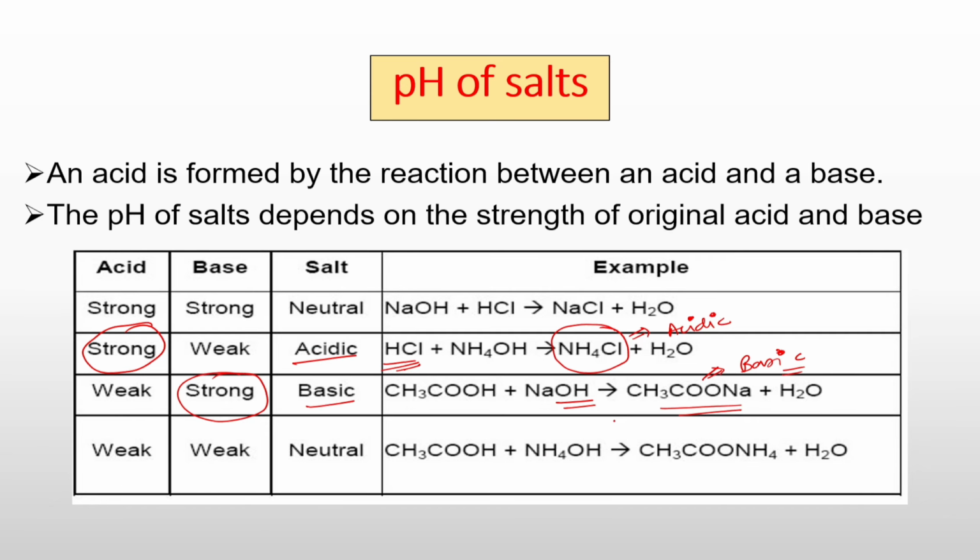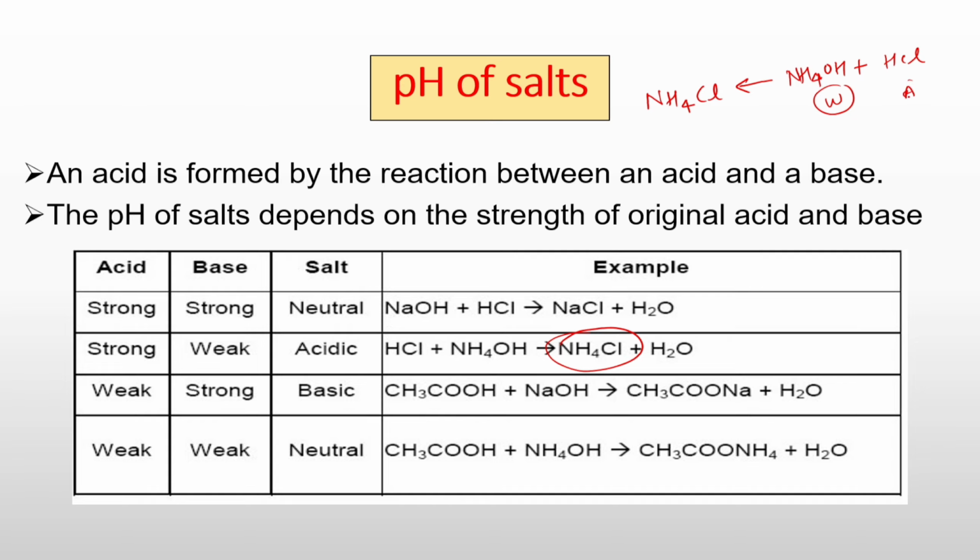So in this way, you have to predict. That means more than the forward process, what you need to remember is the backward. So if this is the salt, or if this is the salt, you should know how to do retro. Retro means opposite. So NH4Cl is made up of two parts, one acid, one base. NH4 comes from NH4OH base and HCl acid. You know that NH4OH is weak and HCl is strong. So since this is strong, this must be acidic, because it is coming from a strong acid.